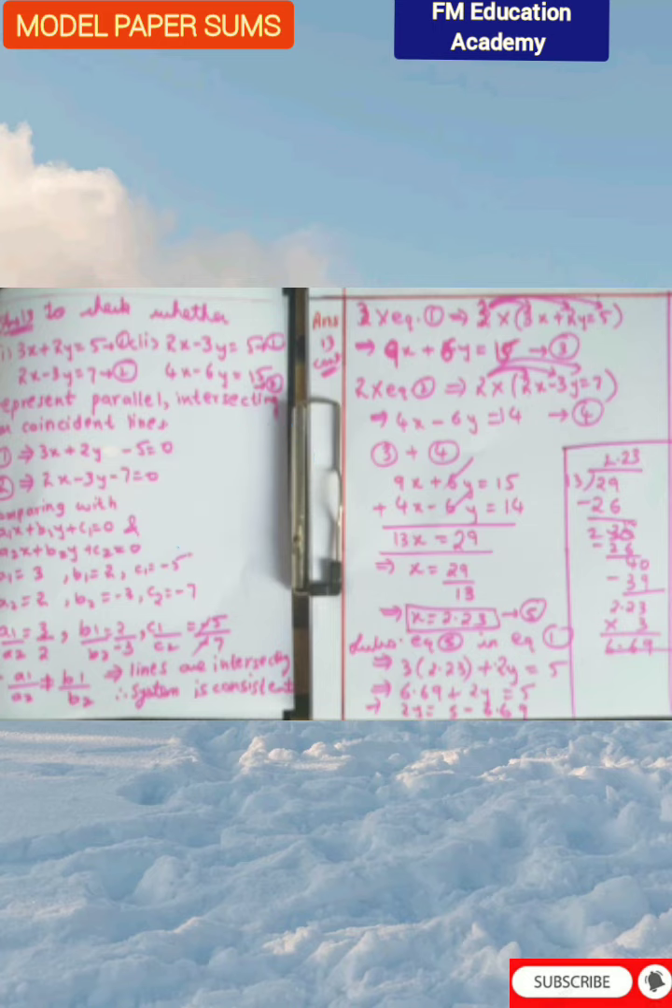Observe. 3 into equation 1 implies 3 into what is equation 1? 3x plus 2y is equals to 5. Now open the bracket. 3 3s are 9, 3 2s are 6y, plus 3 5s are 15. This is my third equation.